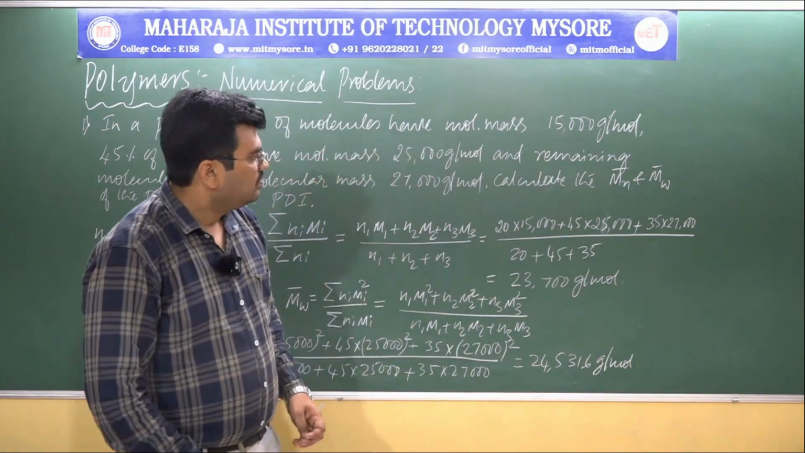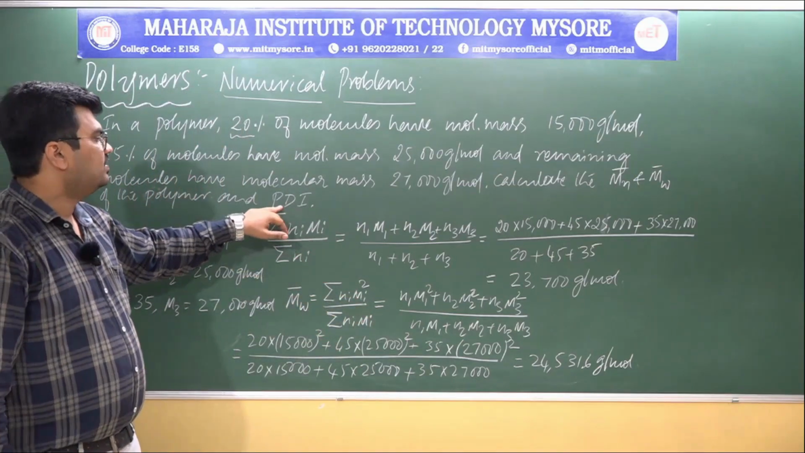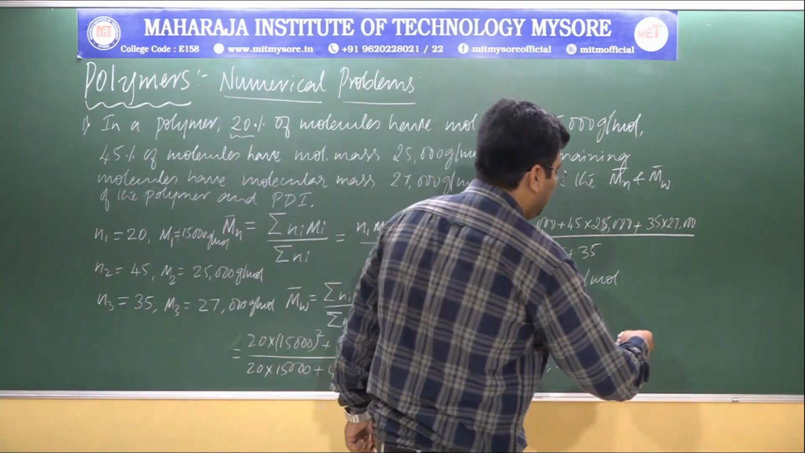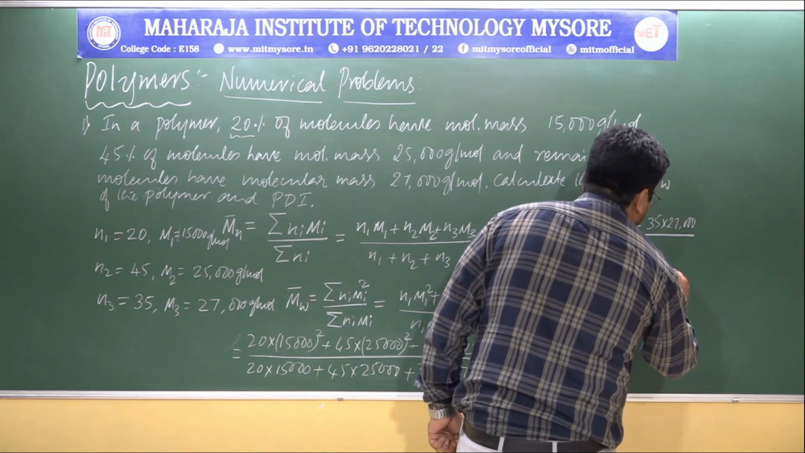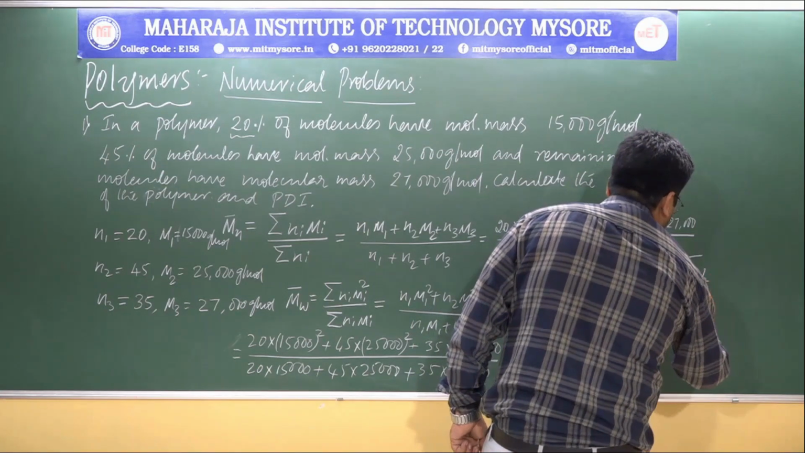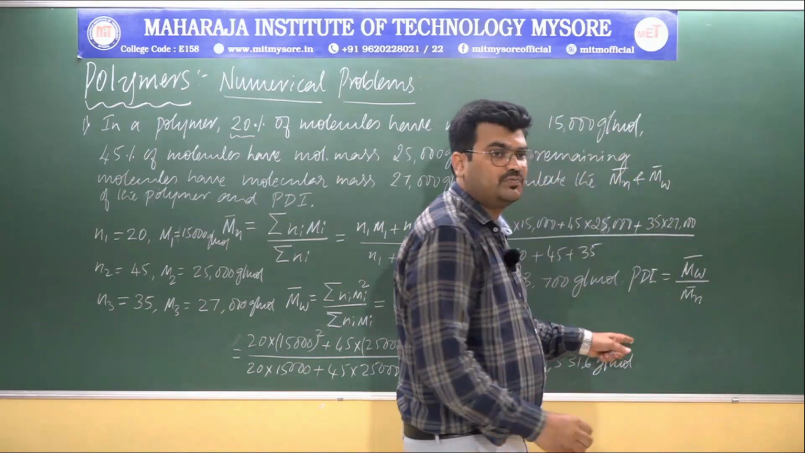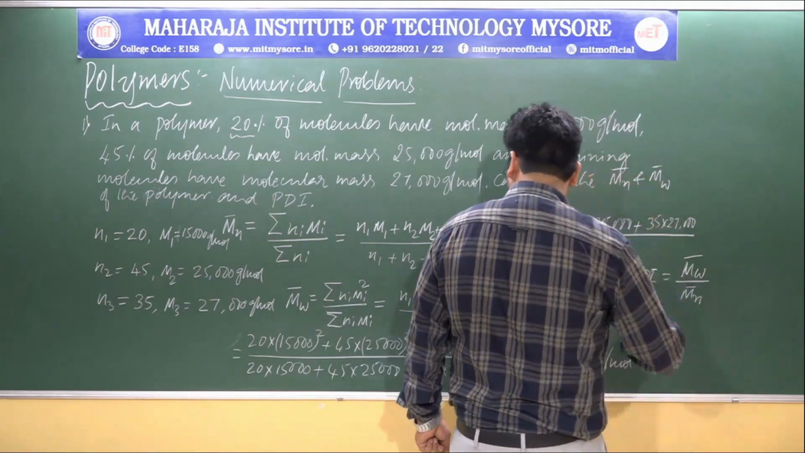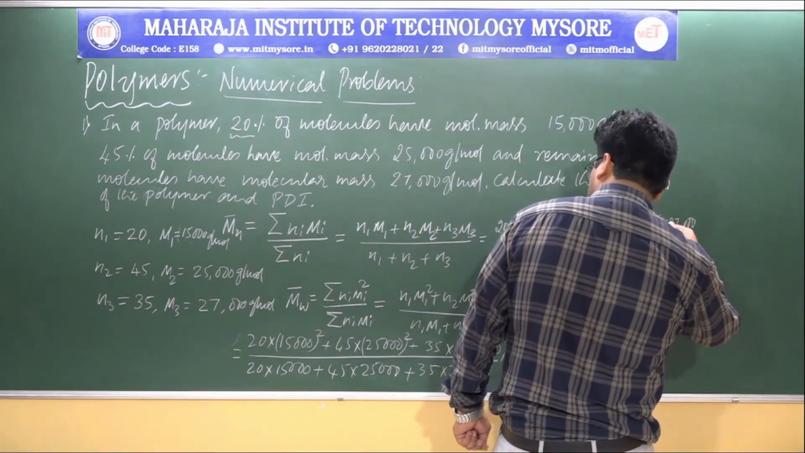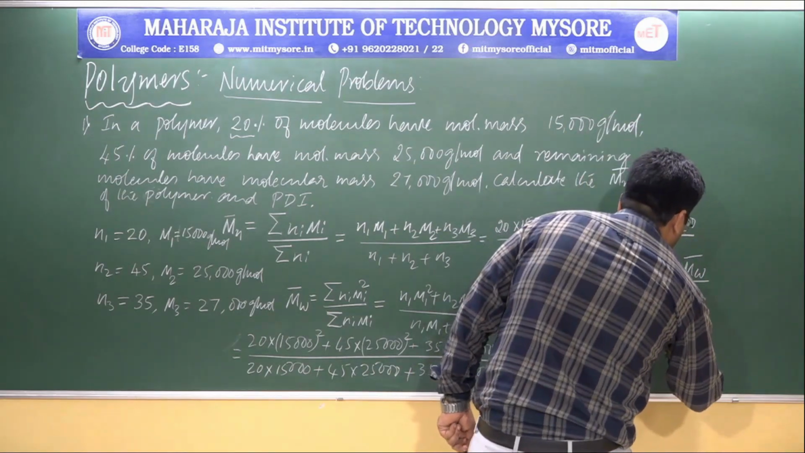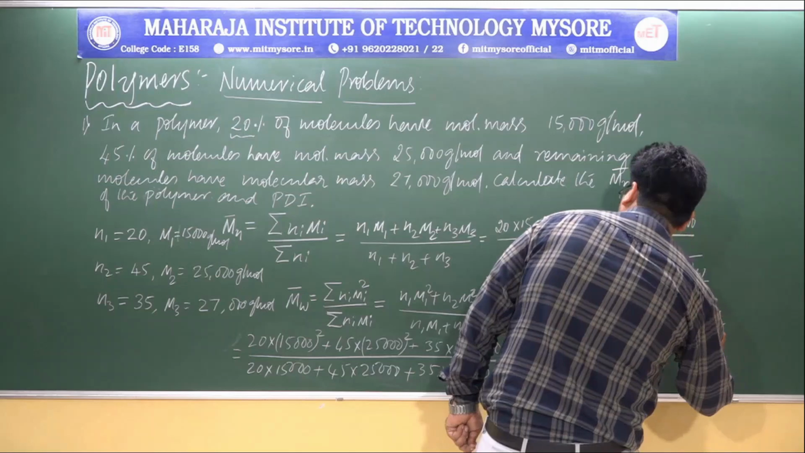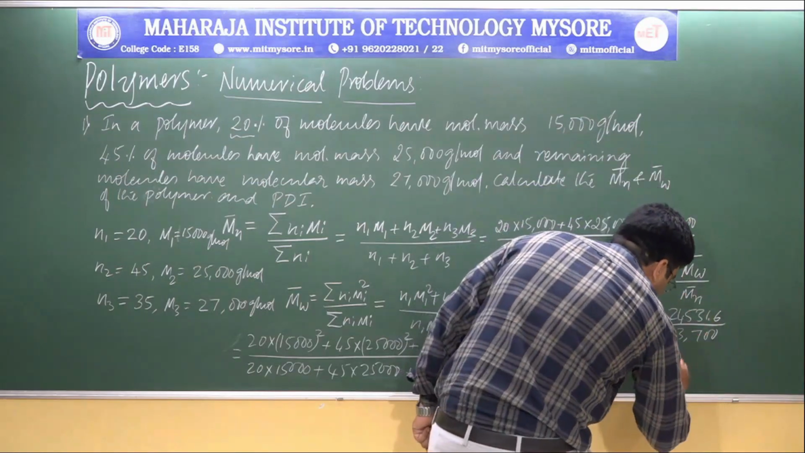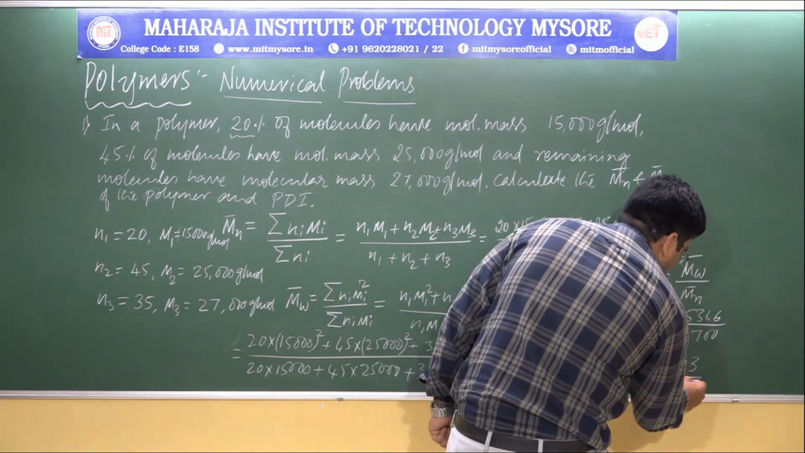Okay, now the question is not yet over. You need to calculate the PDI, and you need to comment on that polydispersity index. PDI is the ratio of weight average molecular weight divided by number average molecular weight. So you substitute both these values: 24,531.6 divided by 23,700. You are going to get a polydispersity index of around 0.13, right.